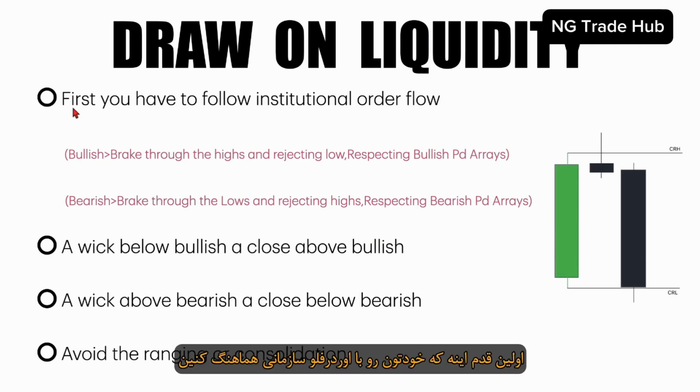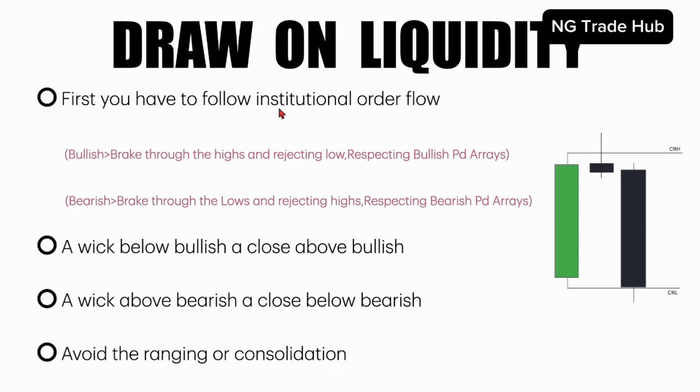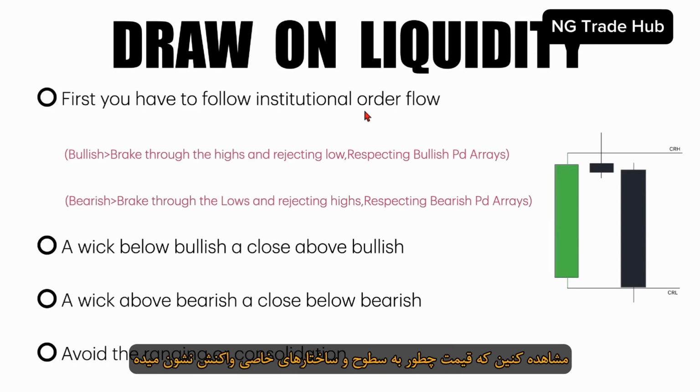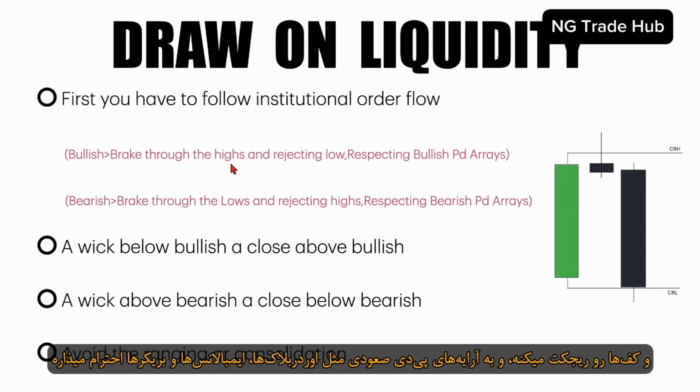The first step is to align yourself with institutional order flow. You have probably heard the saying, "The trend is your friend." To identify the direction of institutional order flow, you need to observe how price reacts to certain levels and structures. In a bullish institutional order flow, price consistently breaks previous highs and rejects lows, respecting bullish PD arrays such as order blocks, imbalances, and breakers.